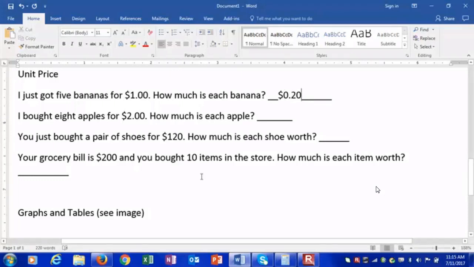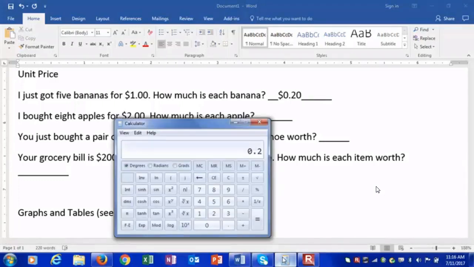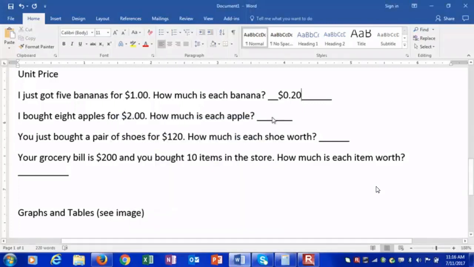All right, I bought 8 apples for $2. How much is each apple? Okay, now of course, in most cases, you're buying these in a bag. So there's a bag of 8 apples for $2. How much is each apple? So you go to $2. And you say, I bought 8 apples. So let's divide it over 8. You have paid 25 cents per apple.